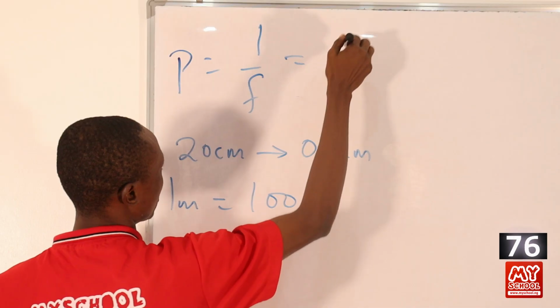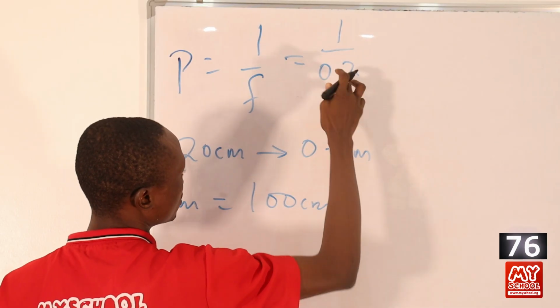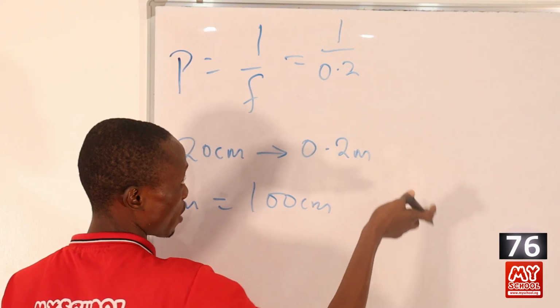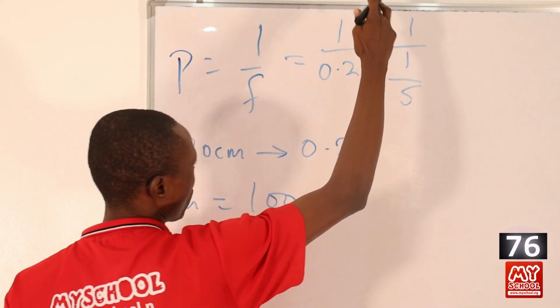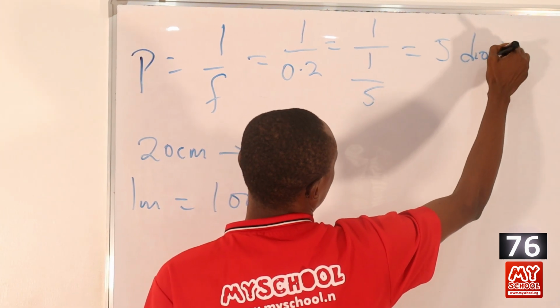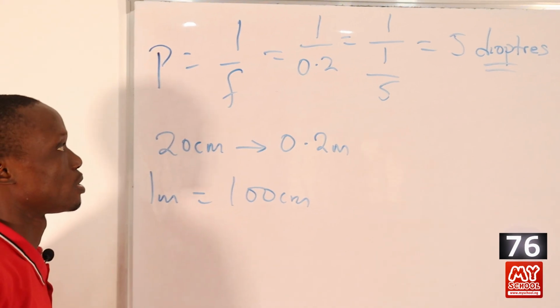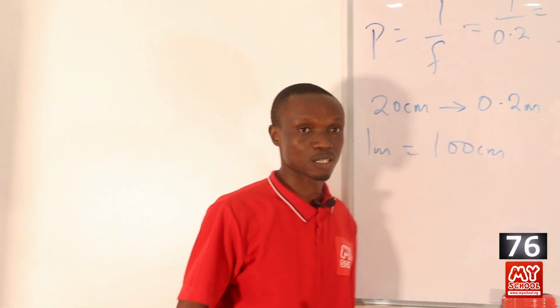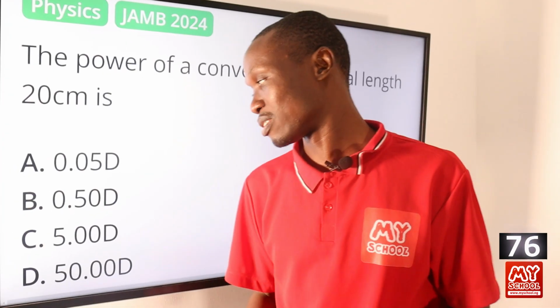So here we substitute that value, so that we have 1 over 0.2. But remember that 0.2 is the same thing as 1 over 5. So this is 1 over 1 over 5. We just move 5 upwards, and this will be equal to 5 diopters. So let's return to the screen to pick the correct answer, and that is option C, 5.00 diopters.